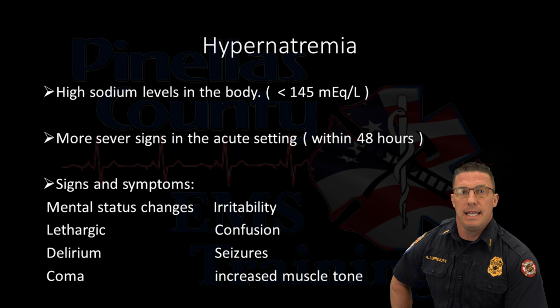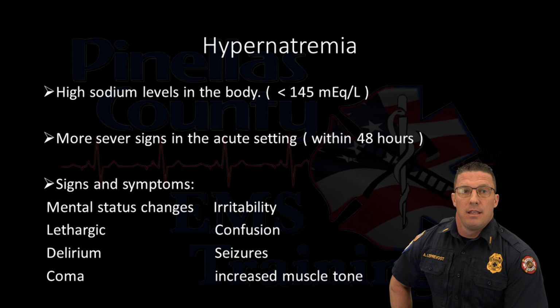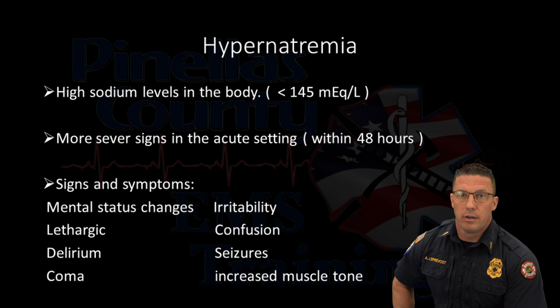As mentioned, anything with hyper in front of its name means elevated levels. So as we talk about hypernatremia, this means elevated levels above 145 milliequivalents per liter, and again has more severe signs and symptoms in the acute setting. These are very common symptoms when we're talking about hyper, as we talked about hypo. So for instance, mental status changes, lethargic, delirium, coma, irritability, confusion, and increased muscle tone.